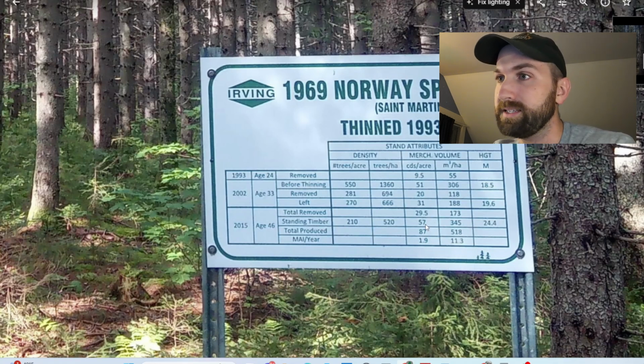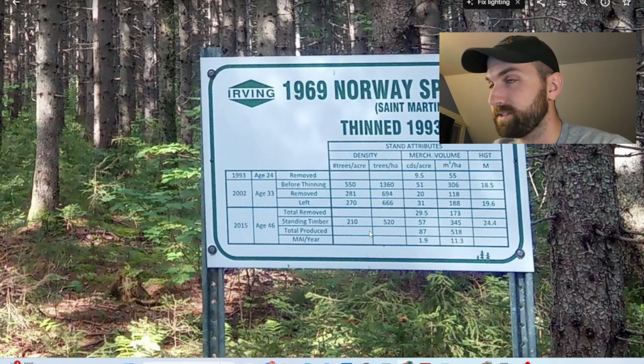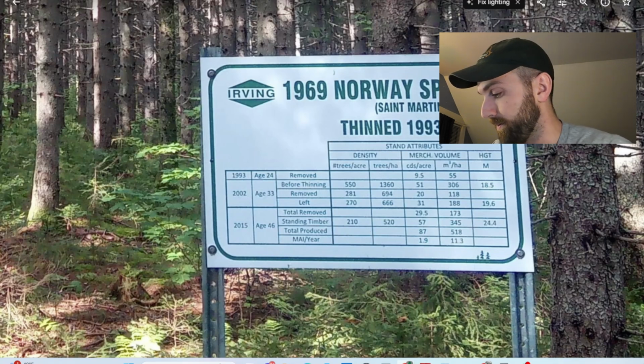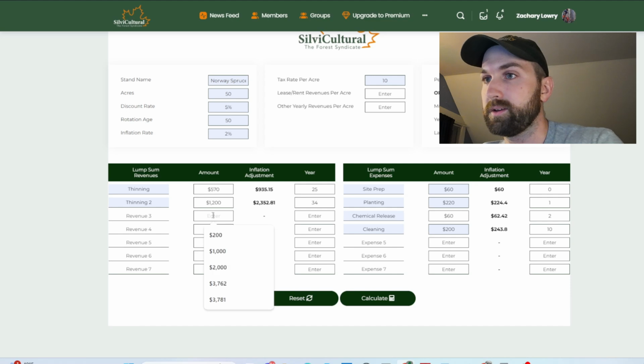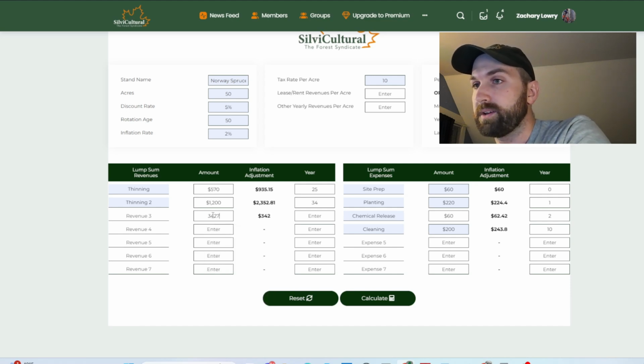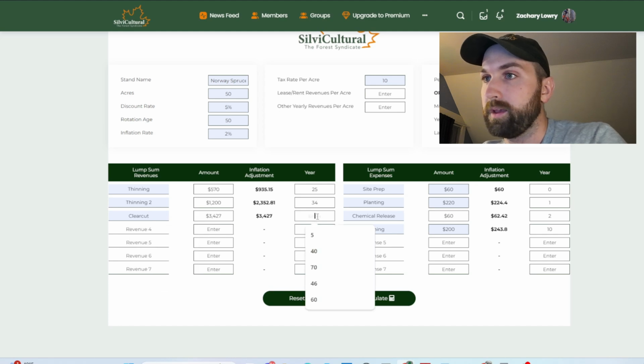All right, so they have 57 cords per acre standing at a growth of 1.9 cords per acre per year. So we're going to extrapolate that. This is 2015. We're going to extrapolate that to 2019 to get to the 50-year mark. And that will bring us to 64.6 cords per acre. And at 60, that's $3,427. And we're going to call that a clear cut at year 50.